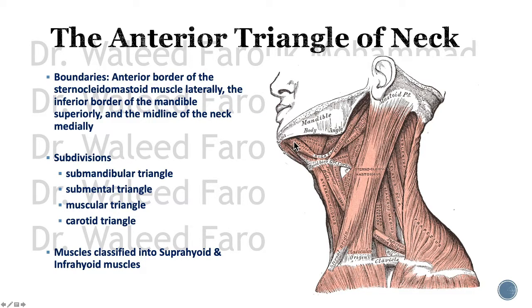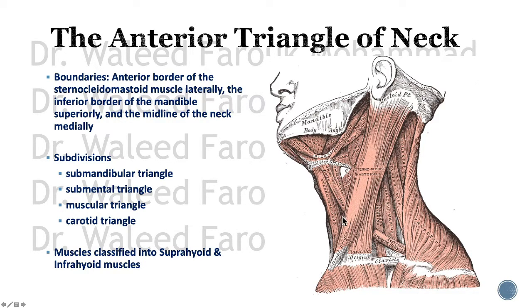For example, between the two anterior bellies of both digastric muscles, there is the submental triangle. Between the superior belly of omohyoid, the upper part of the anterior border of the sternomastoid, and the posterior belly of the digastric muscle, this is the carotid triangle.